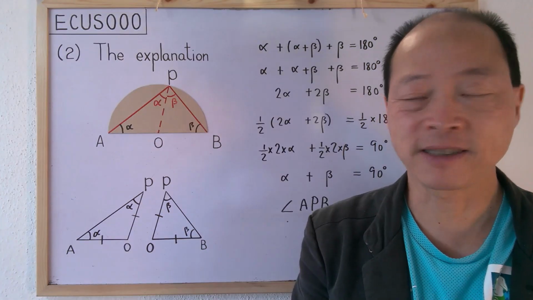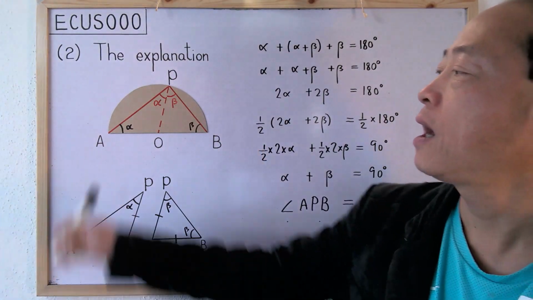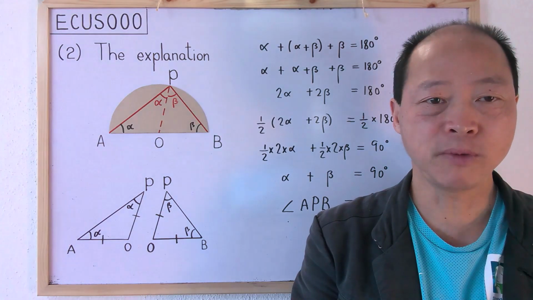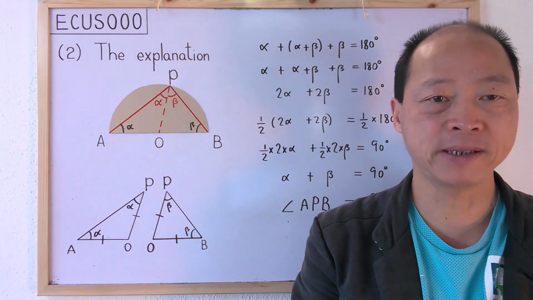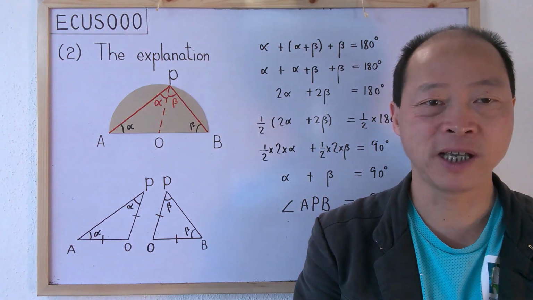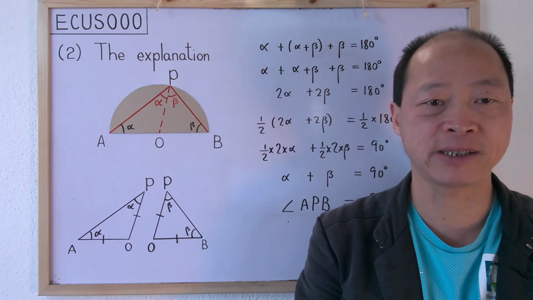Also notice that if the point P moves closer to the point B, alpha will become smaller. However, the sum of alpha and beta remains the same because we can still form two isosceles triangles and we can work out alpha plus beta step by step in the same way.